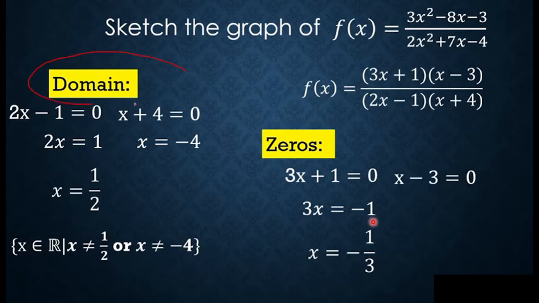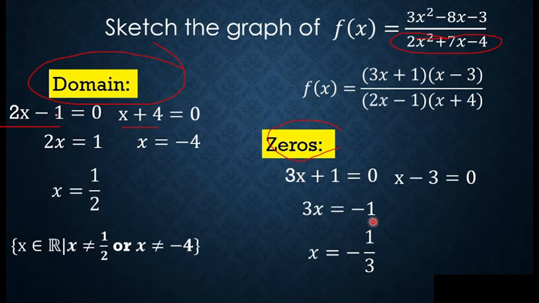Okay, so by getting the domain and the zeros. For the domain, just get the x value, or factor out 2x squared plus 7x minus 4. So this is the factored form: 2x minus 1, x plus 4.